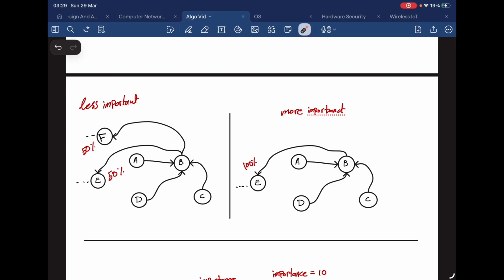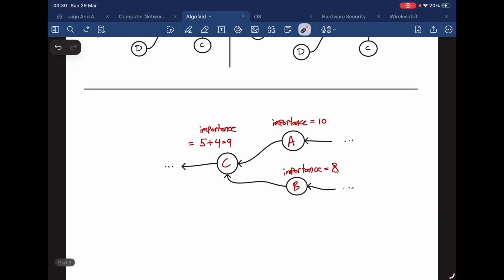Now, if B had many outgoing edges, each one would receive less influence. PageRank is not just counting connections, it distributes importance across the graph. So each node receives importance from incoming nodes and passes importance through outgoing edges. This creates a flow of influence. At each iteration, a node receives a fraction of the importance from every node that points to it, and the amount received depends on how important those nodes are and how many outgoing edges they have.